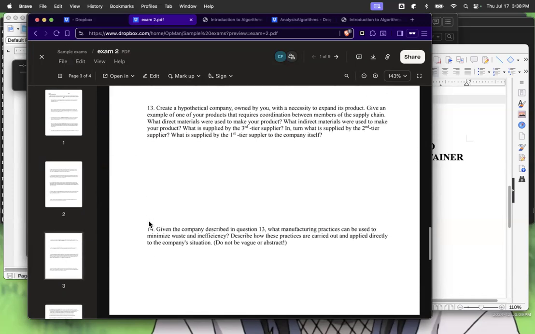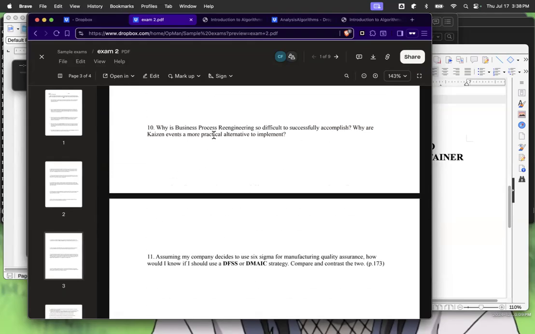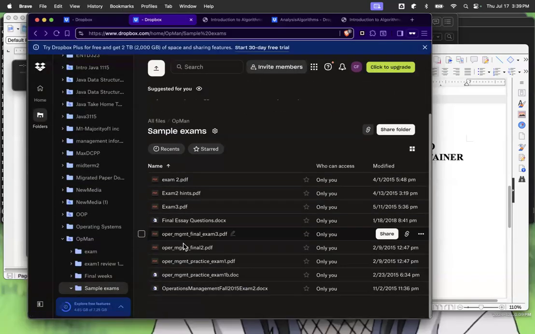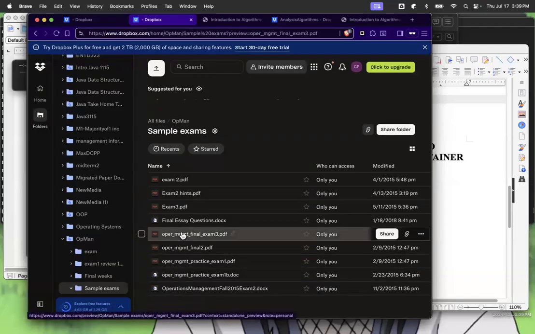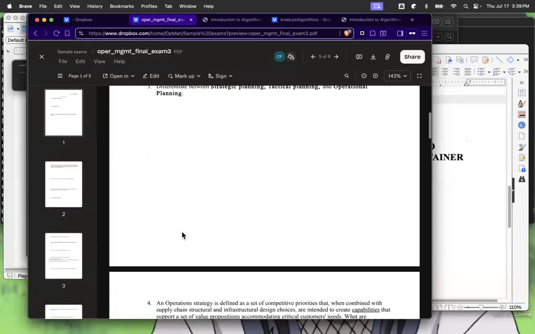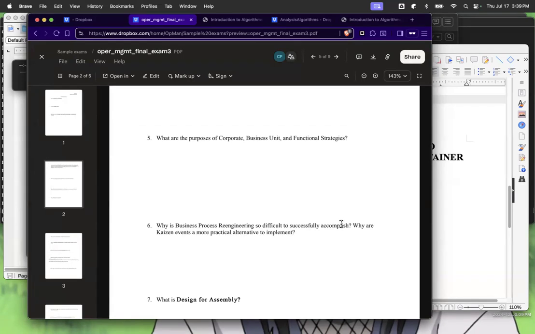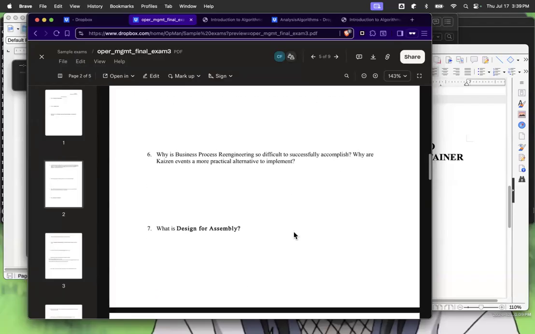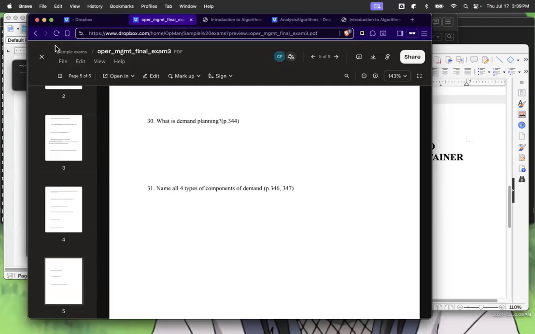If you take a look at the question pool: Why is business process re-engineering so difficult to accomplish? Why are Kaizen events more practical? And then you'll actually see that for some of my actual exam questions: why is business process re-engineering so difficult to successfully accomplish? Why are Kaizen events a more practical alternative to implement? I'm not kidding. I really want you to know this stuff. All right. So that's what it is.